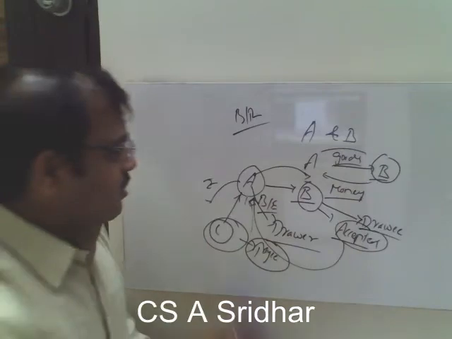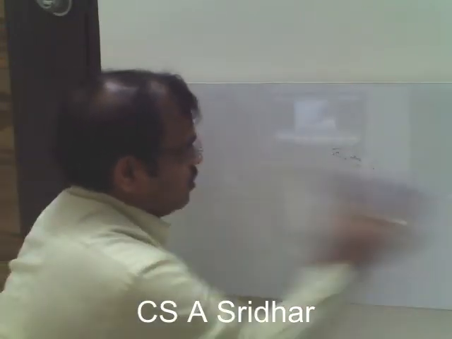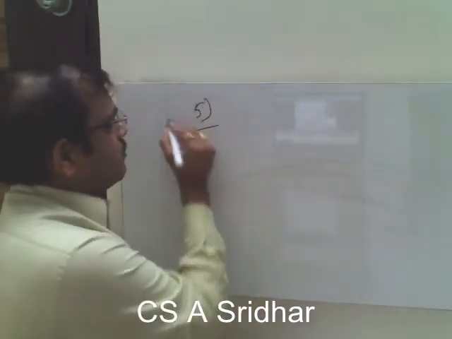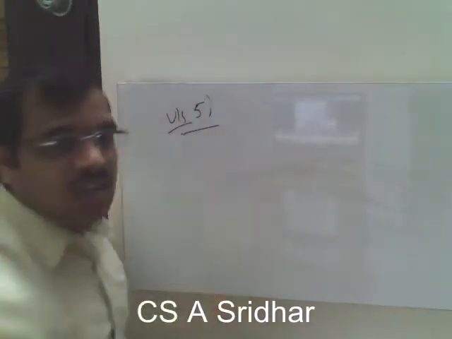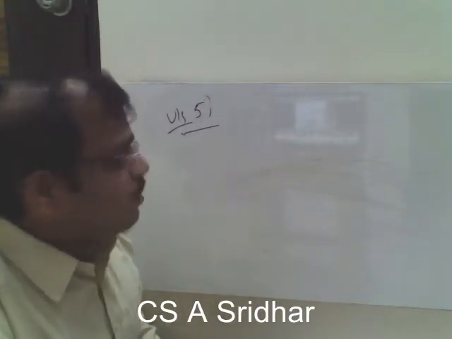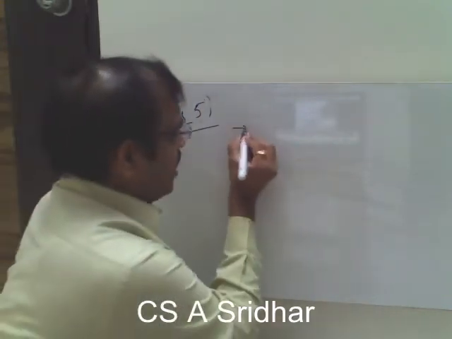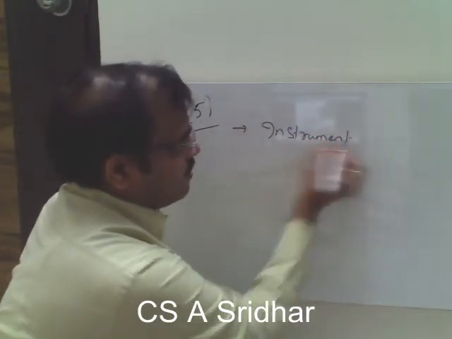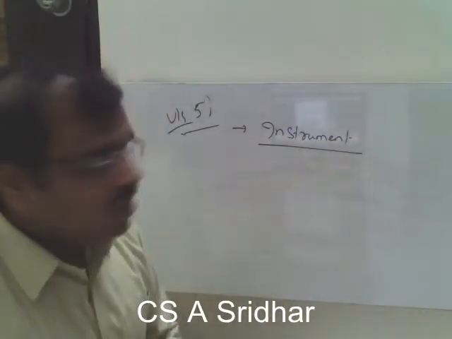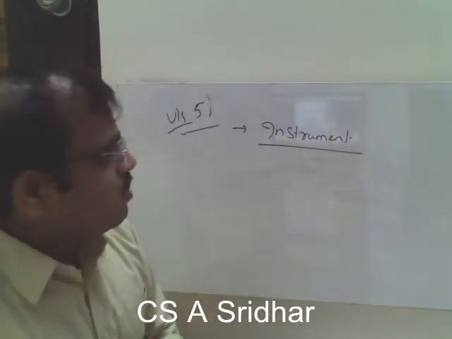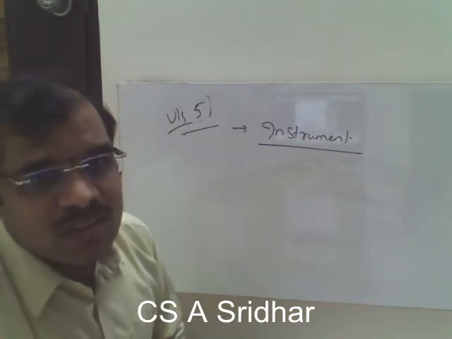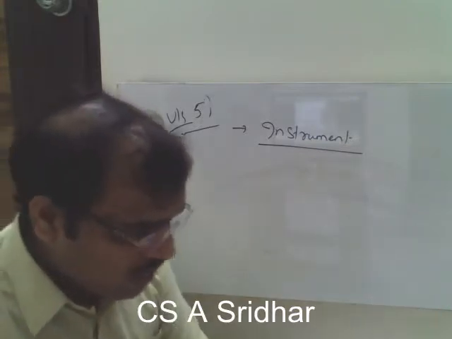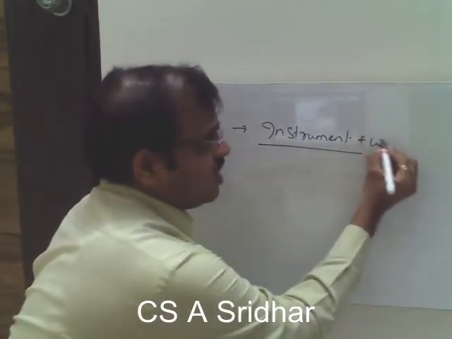Now technically speaking, Section 5 of the Act defines the term bills of exchange. So what is the meaning of bills of exchange? Bills of exchange is an instrument. As we have already discussed the meaning of instrument, the same meaning applies here. Instrument means any document which is creating legal rights and obligations between the parties. So bills of exchange is an instrument in writing. Even this has to be in writing.